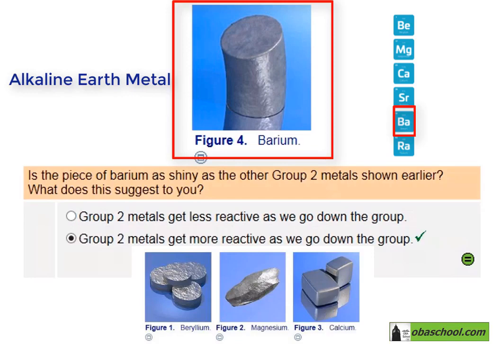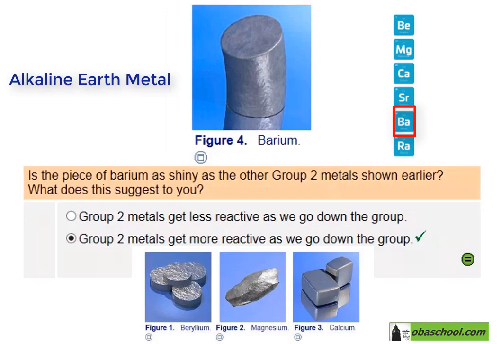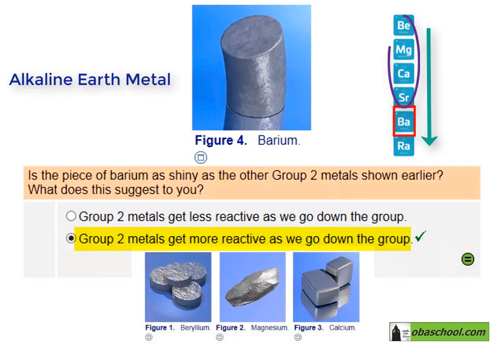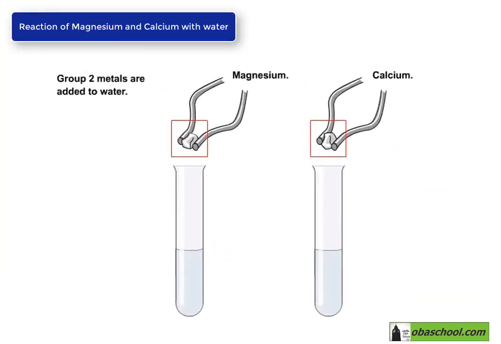That is correct. There's a trend in group 2, the alkaline earth metals. As we go down the group, the reactivity of the metals increases. So, since barium is at the bottom of the group, this means that barium is more reactive than the elements above. Now let's try adding magnesium and calcium to water in this simulation.